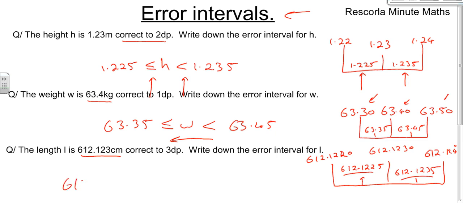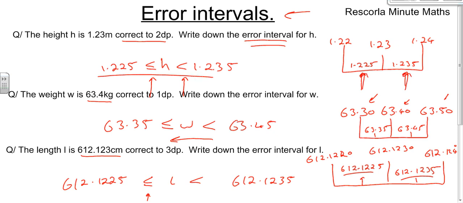And these are going to be our error intervals. So 612.1225, 612.1235. And our length is in between. And so the arrows always point to the left. Remember, this one over here has to have an equal sign with it. And if ever you see error interval in your exam, which is in the new GCSE exam, this is what it means to do. So you're going to work out our lower and our upper error intervals first, and then you've got to put them into this sort of thing here.